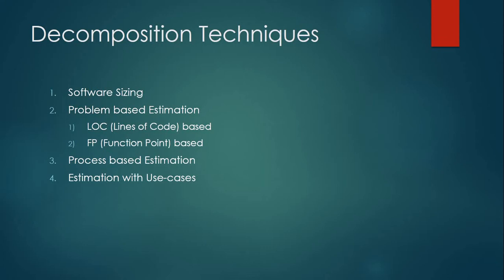Currently we are discussing the decomposition technique of software, or we can say of product. In the previous video lecture we discussed two techniques. First was software sizing and second was problem based estimation. In it we discussed LOC, meaning lines of code, and FP, meaning function point. Now we will discuss our third and fourth techniques, that is process based estimation and estimation with use cases.